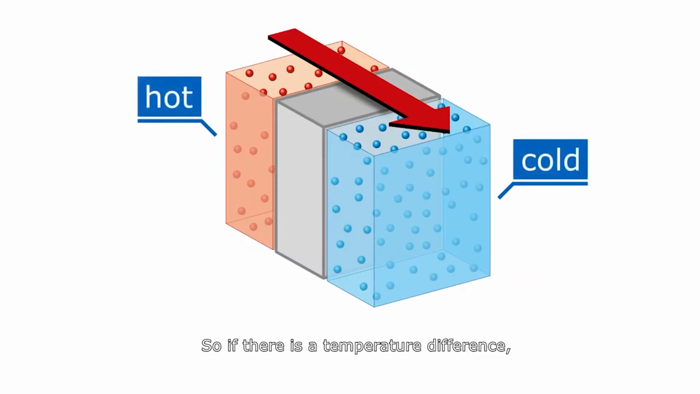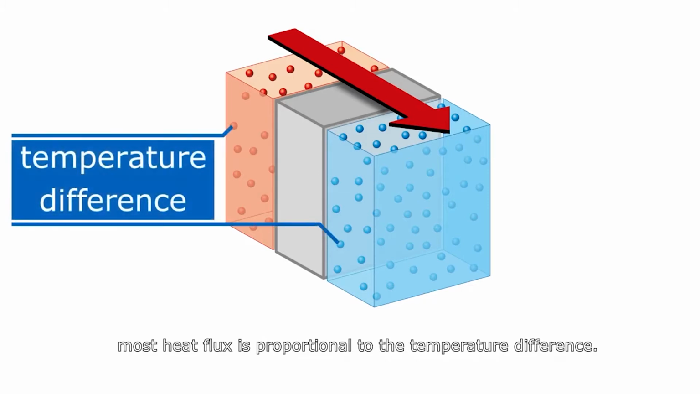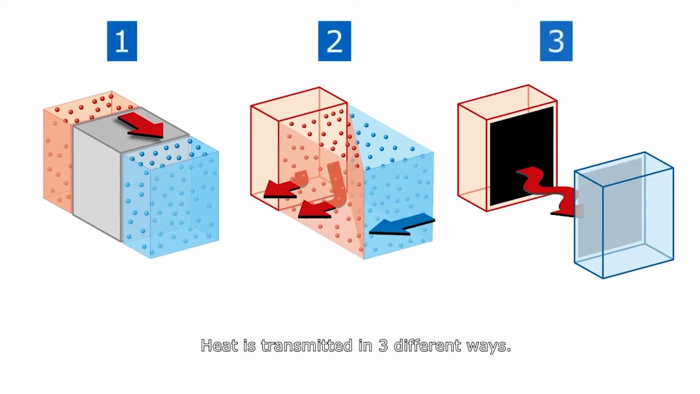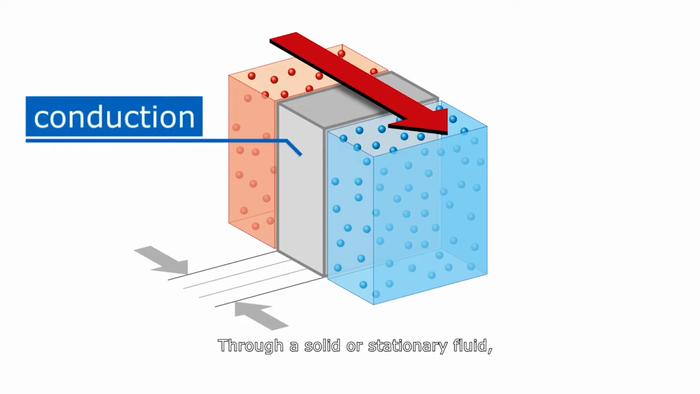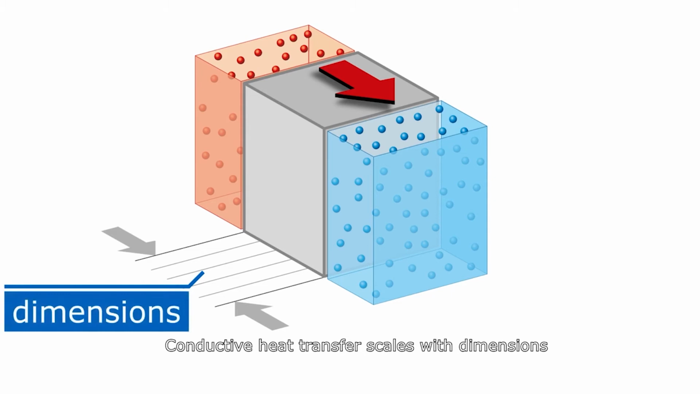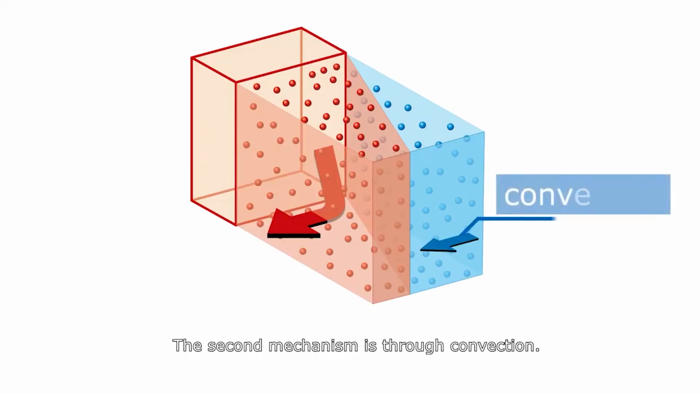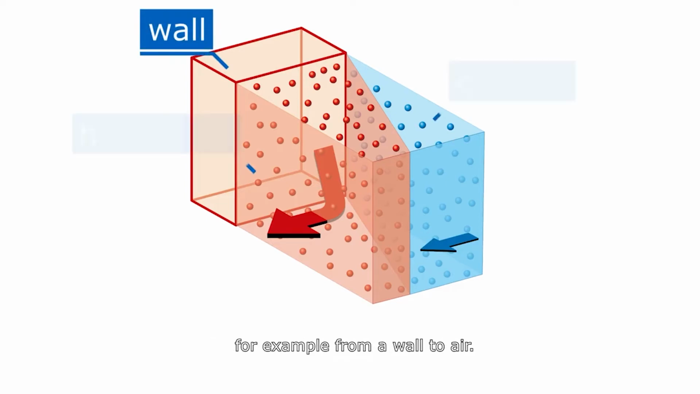So if there is a temperature difference, heat starts flowing. As a first approximation, most heat flux is proportional to the temperature difference. Heat is transmitted in three different ways. The first mechanism is through conduction, through a solid or stationary fluid, for example, inside a wall. Conductive heat transfer scales with dimensions and with the thermal conductivity of a material. The second mechanism is through convection, from a solid to a moving fluid or gas, for example, from a wall to air.